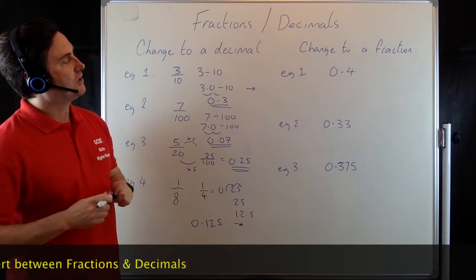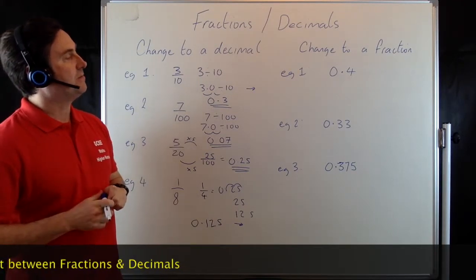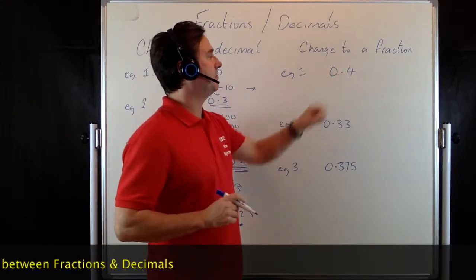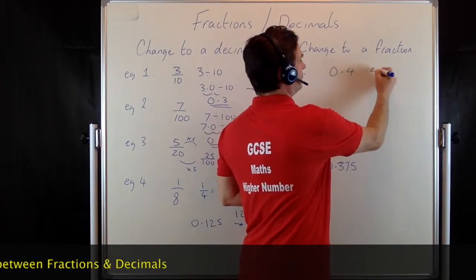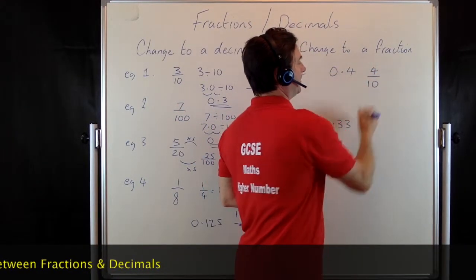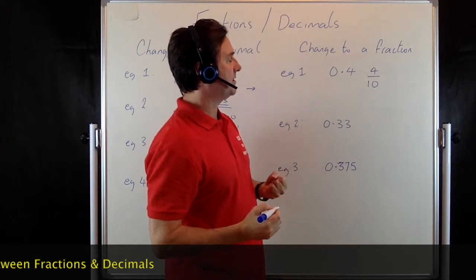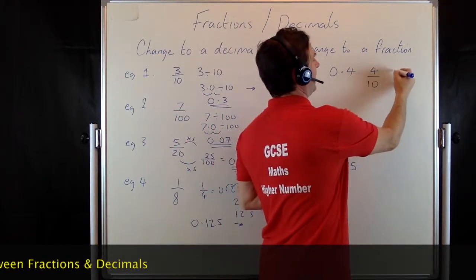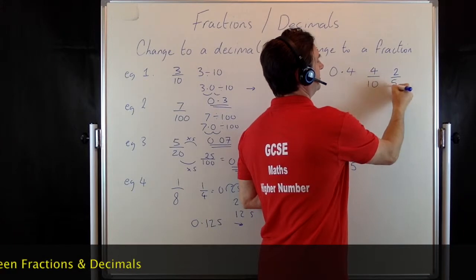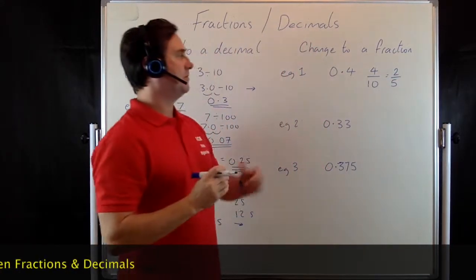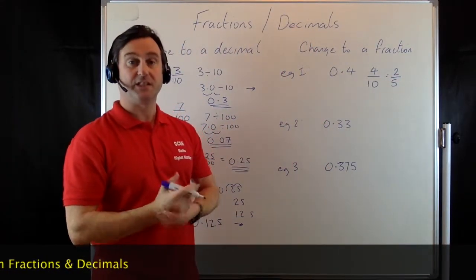Example 1 then, we've got 0.4. Now 0.4, because it's got one decimal place, all we do is we write 4/10. We then have to simplify that, 2 goes into 4 and 10, and it becomes 2/5. 0.4 as a fraction is 2/5 in its lowest terms.